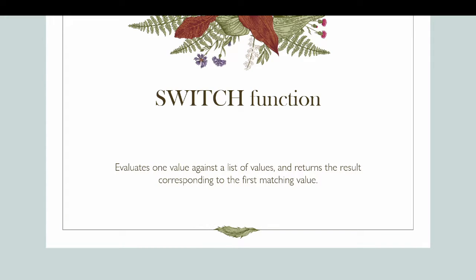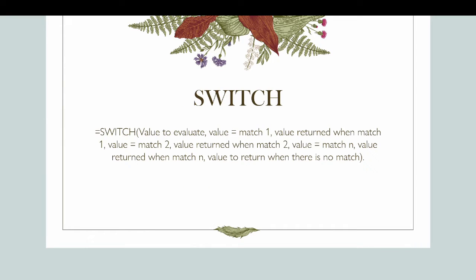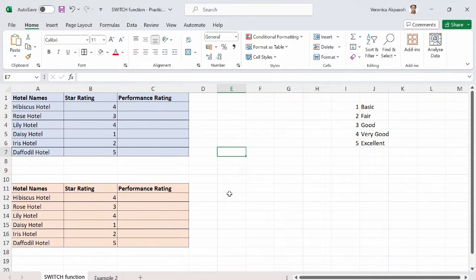If you find it a challenge to nest if functions, then you should try the switch function. This is a very exciting function for me, and I think it provides a very smooth alternative to nested if. The switch function's arguments request a value that you need to evaluate, then the value to match versus the value returned when the match is exact. Theoretically, we are going to see how to use the switch function using very relatable examples.